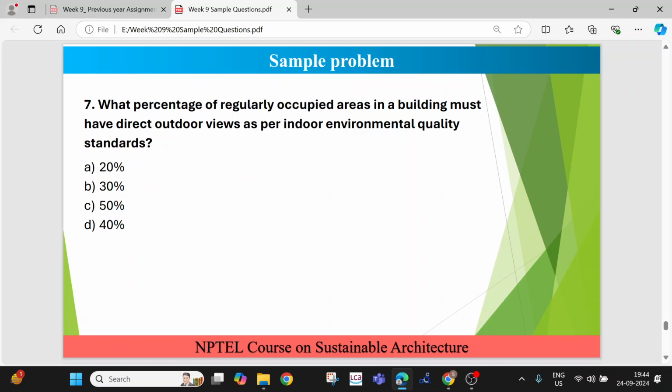Here is question number 7. What percentage of the regularly occupied areas in a building must have direct outdoor views as per indoor environment quality standards? It's D, 40%.